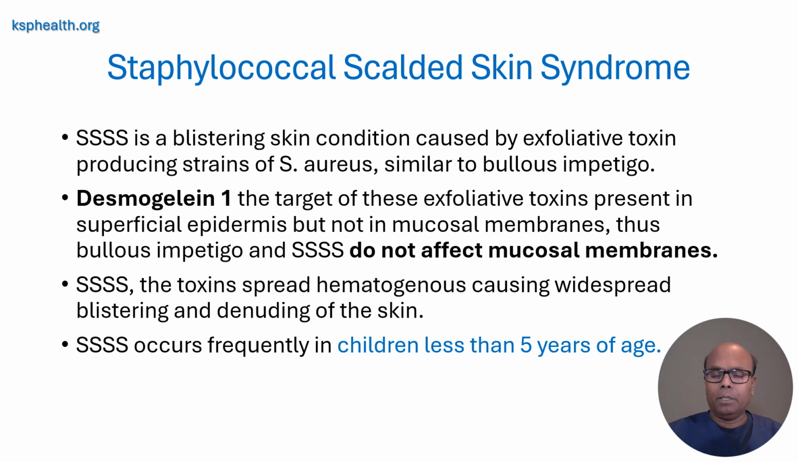Desmoglein 1 is a target for the exfoliative toxins. It is present in the superficial epidermis, but not in mucosal membranes. As a result, Staphylococcal scalded skin syndrome does not affect mucosal membranes. This toxin spreads via the bloodstream. As a result, it can cause blistering and denuding of the skin across the body surface. It occurs frequently in children less than 5 years of age.